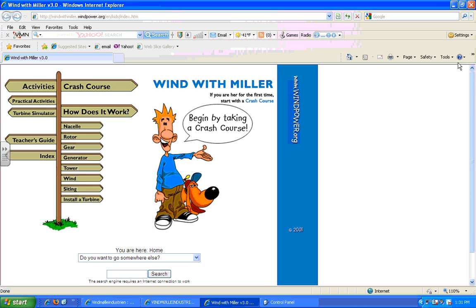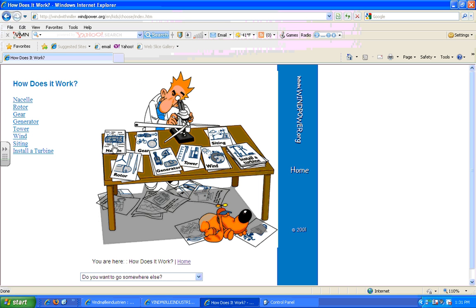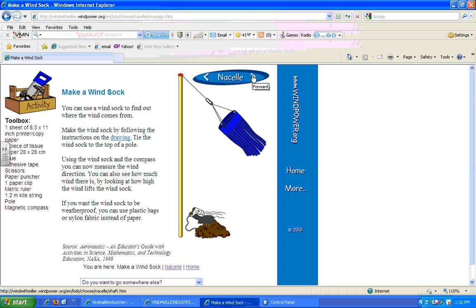And there's a whole bunch of different things here. You can also pull this down. Maybe we can start with, how does it work? And here we have a graphic with Miller with a bunch of different things spread out. So we can start with one of these. We can start with the nacelle. Oh, we have to click on this. Forward. Make a windsock. Well, I guess we can do that, but that might not be what we want.